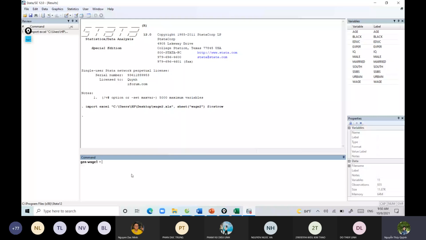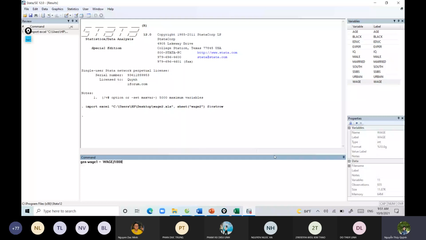Okay, equal the O1 times B here. Okay, times B, and B is equal to 1 over 1000. So it means that we will divide weight by 1000. All right, we will get the new variable weight one here. You see that? Okay, we have the new weight one here.